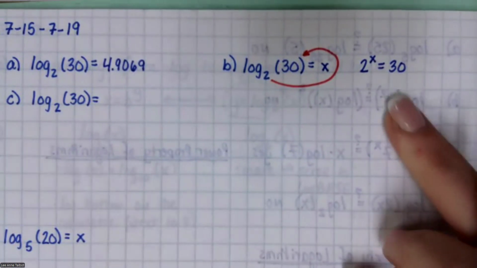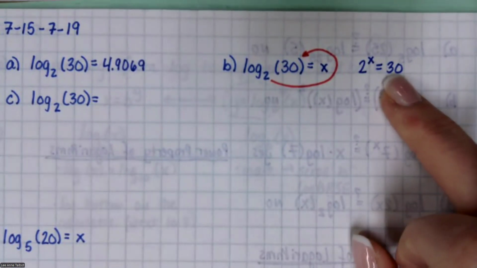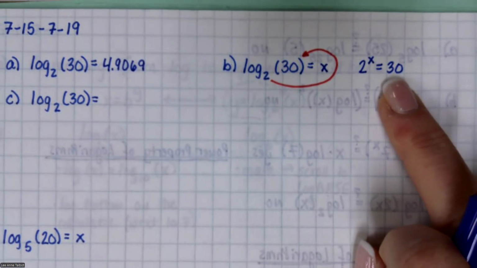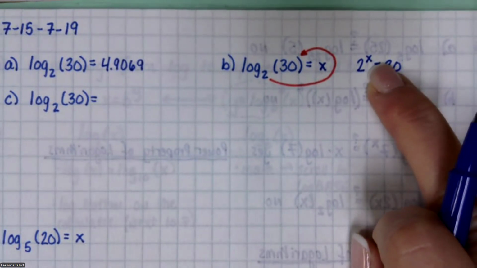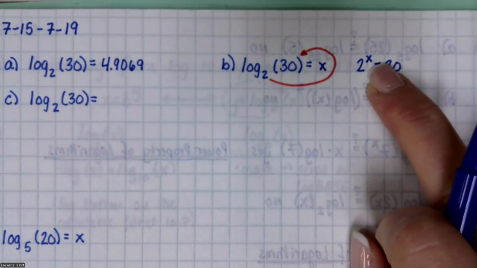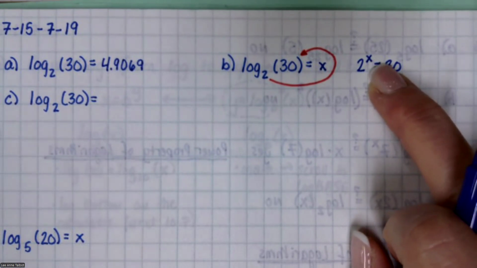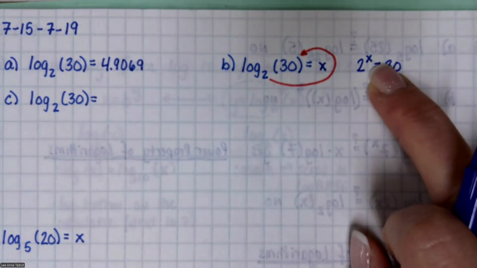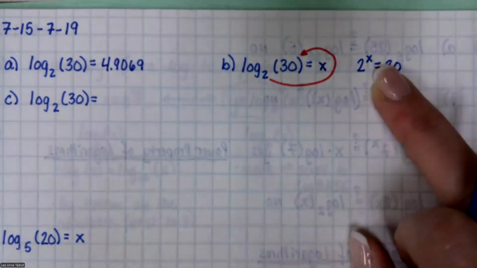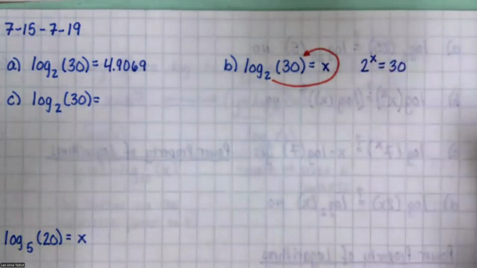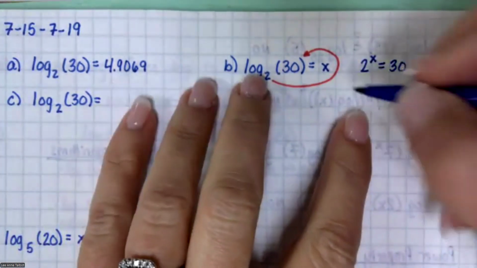And we cannot find a same base for 30. 30 is not 2 to the anything. In this case, we need to do logs. So my x is stuck in the tree. That's actually kind of a hilarious thought. Sorry. The squirrel is stuck in the tree. And I want to get the squirrel down. So what do I do? I hit it with a log on both sides.